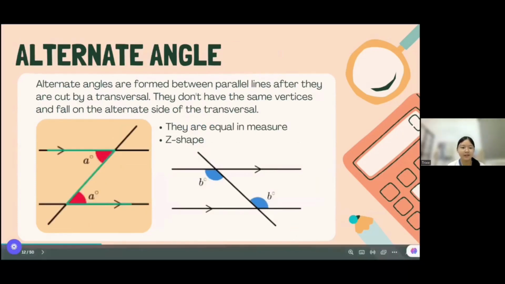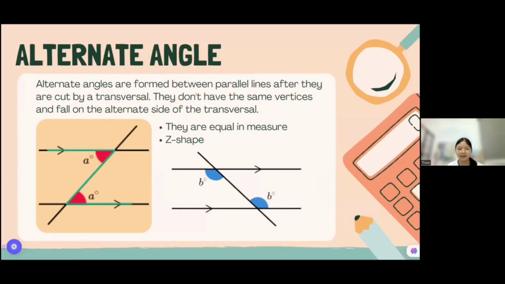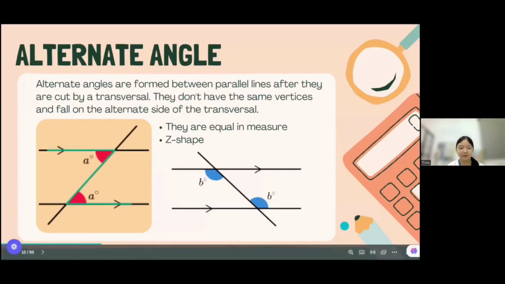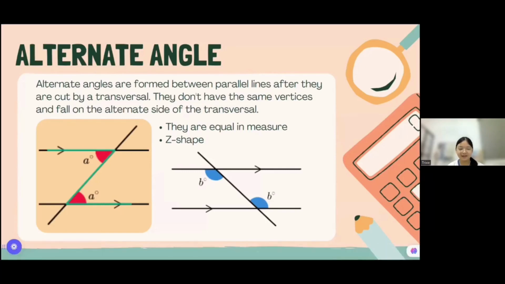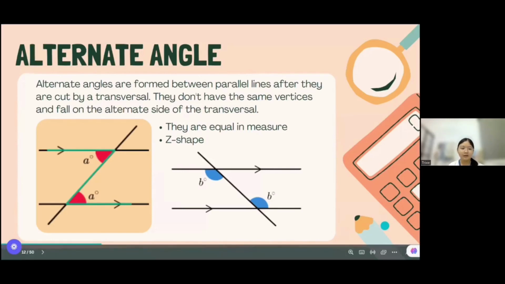Next, I'm going to talk about alternate angles. The formation of alternate angles is also the same as corresponding angles. Alternate angles don't have the same vertices and fall on the alternate sides of the transversal. And alternate angles are equal in measure. If you want to find the alternate angles, look for the Z shape. And there are two pictures shown. One is angle A and one is angle B. Angle A is an acute angle and angle B is an obtuse angle, though they are both the same type of alternate angle.